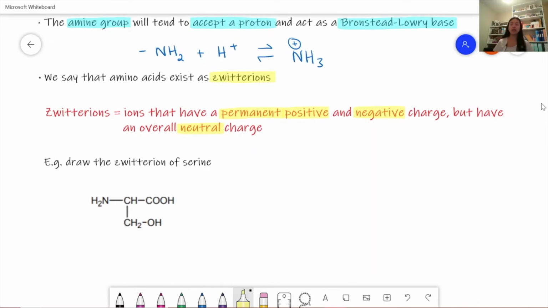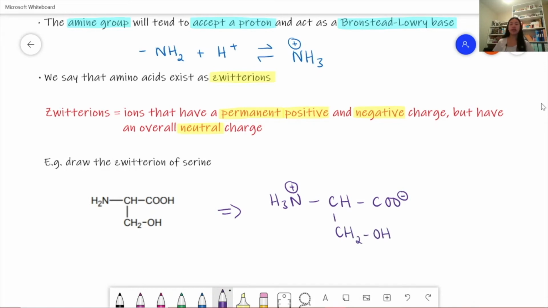What we do is we add a proton to the amine group and take away a proton from the carboxylic acid group. So what we get as the Zwitterion is an NH3 here, and so this would now be positively charged because we've added a proton. And then you'd have the CH as usual, and then here you'd have COO minus because we would take off this H plus of the carboxylic acid group, and then we'd have CH2 and then OH.